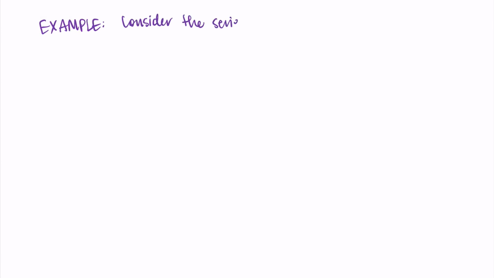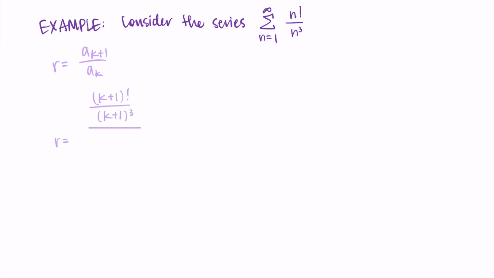So this time let's consider this series n equals 1 to infinity of n factorial over n cubed. Just as a comment, I started the series at n equals 1 since we can't divide by 0, so I couldn't have n equals 0. Okay, so to determine convergence here, we are going to look at the ratio of a sub k plus 1 over a sub k. So first I'm substituting in k plus 1 for n, and I'm dividing it by what happens when I substitute in k for n.